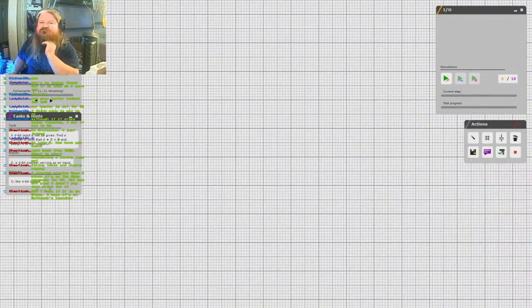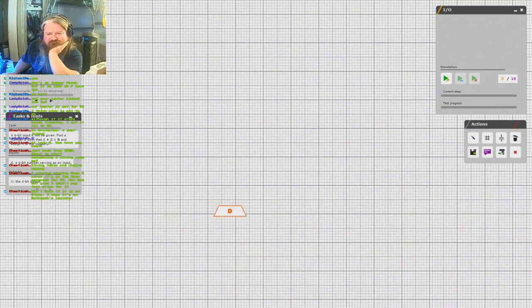Okay, tasks. A is a 4-bit input. A will be given. Find number B such that A plus B equals 0 and assign it to the output.